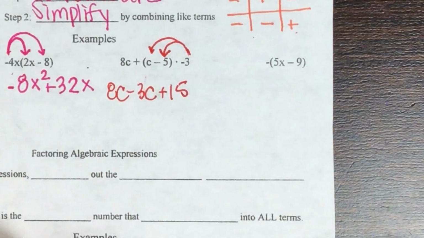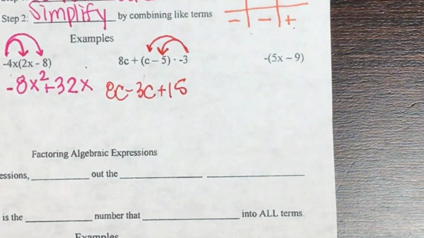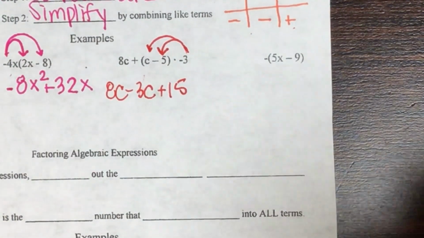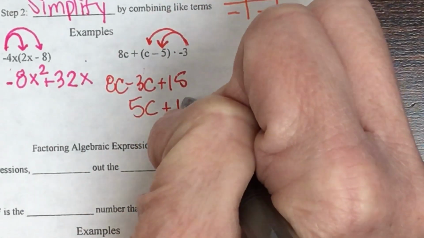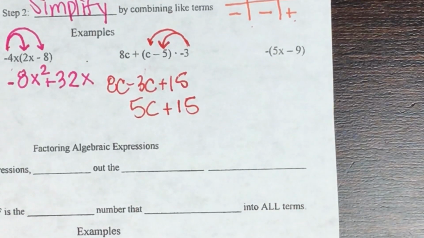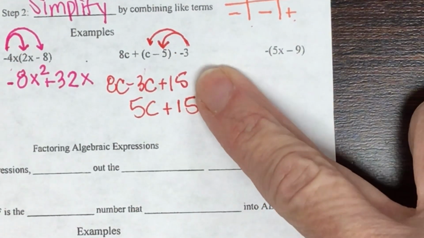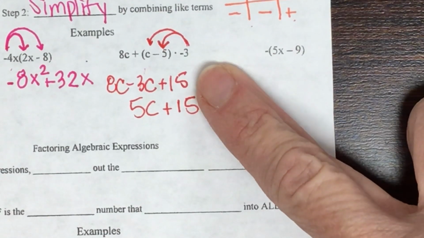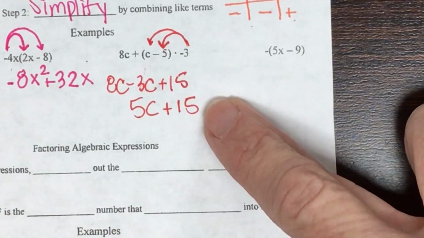All right, step 2 was to simplify. Can I simplify? Yeah. So what do I got? 5c plus 15. So if you leave it like this, it's not right because you haven't simplified. You haven't combined everything that can be combined. All the like terms can't be combined together. Okay? So don't stop here. Keep on going.